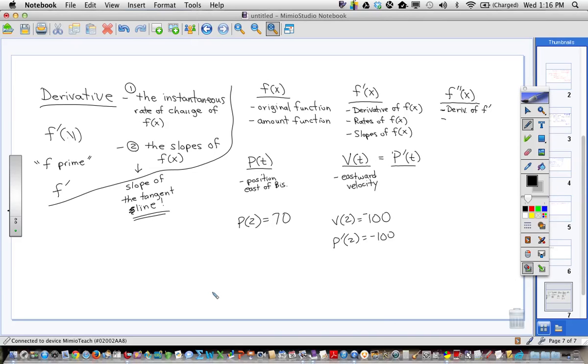So f double prime, we'll get to that in a second. So the f double prime is a derivative of f prime. Another way to think of it is it's the rates of f prime. Another way to think of it is the slopes of f prime. Okay?